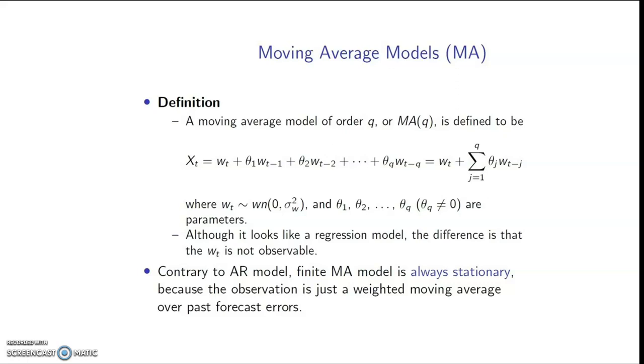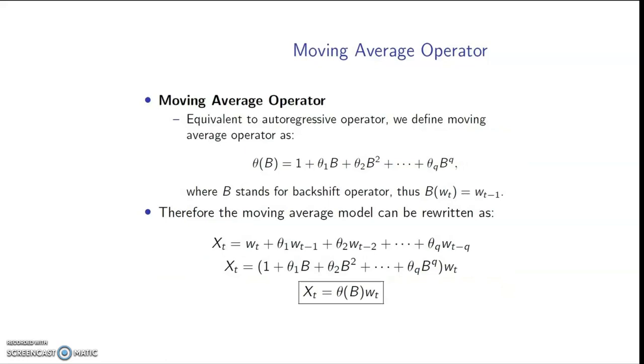Now, contrary to the AR model, a finite MA model is always stationary because the observation is just a weighted moving average of past forecast errors. Moving average operator, equivalent to the autoregressive operator: we define the moving average operator as theta of B, and that is equal to 1 plus theta 1 B plus theta 2 B square plus up to theta q B raised to the power q, where B stands for the backshift operator and thus B wt is equal to wt minus 1.